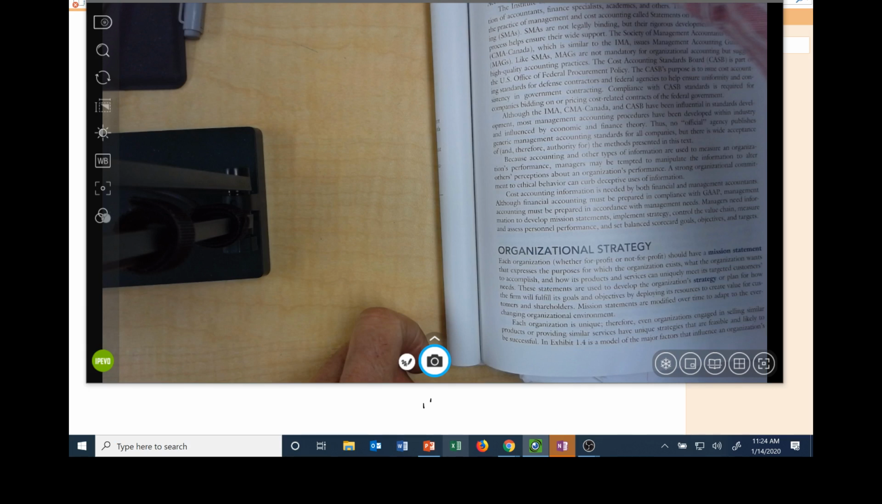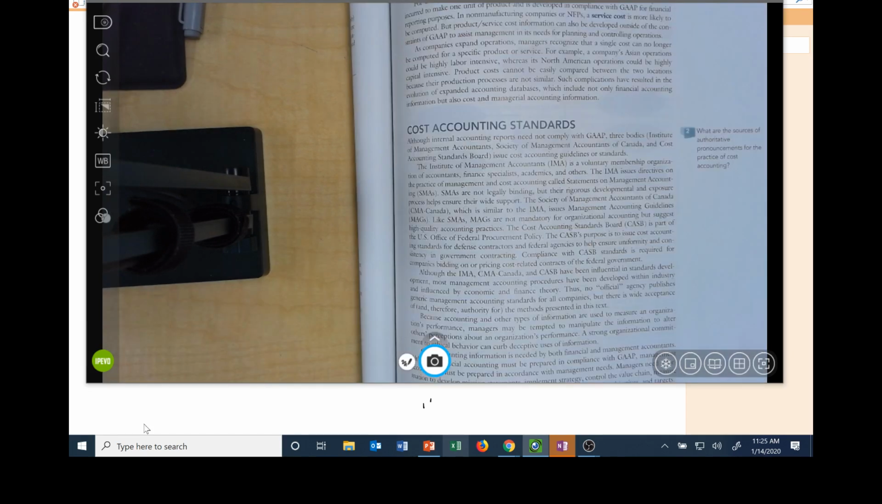Cost accounting standards. Internal accounting reports do not need to comply with GAAP, but we do have the Institute of Management Accountants, the Society of Management Accountants of Canada, the Cost Accounting Standards Board, and the Institute of Management Accountants, IMA. So we do have some boards that say what we learn and teach in accounting.